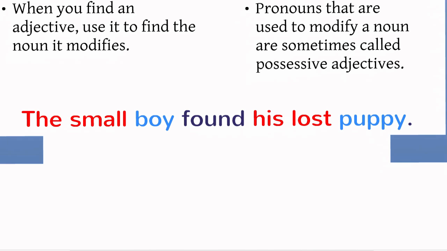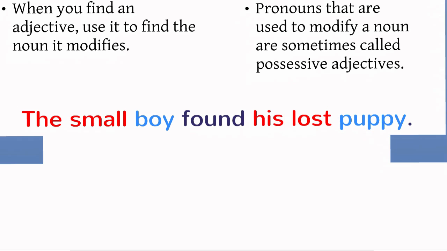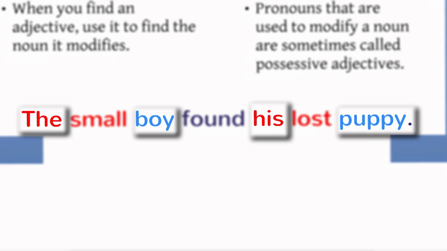The small boy found his lost puppy. Small is modifying the noun boy, so it's an adjective, and lost is modifying the noun puppy, so it's an adjective. A little bit more complex is the: the is an article, and it's an adjective modifying which boy, the boy. And his, often known as a possessive pronoun, in this case is telling me which puppy, his puppy. So some people might call this possessive pronoun a possessive adjective.